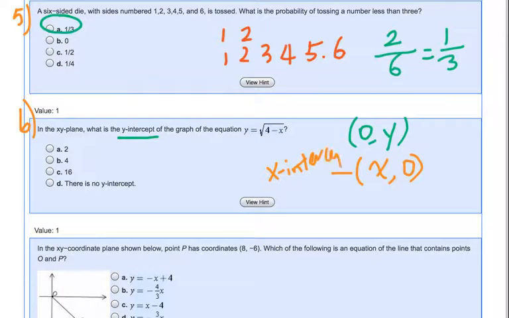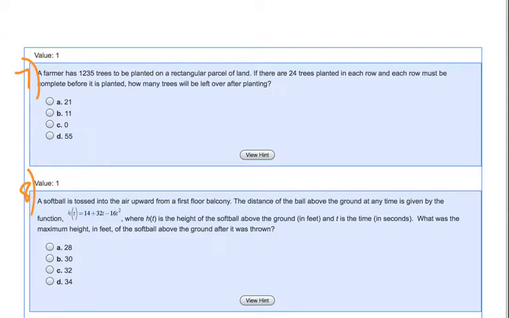So remember this concept. For the y-intercept, that means your x equals 0. So we plug in x equals 0. You will get y equals square root of 4 minus 0. That means square root of 4 equals 2. That's why A is your answer. Now let's go to number 7.